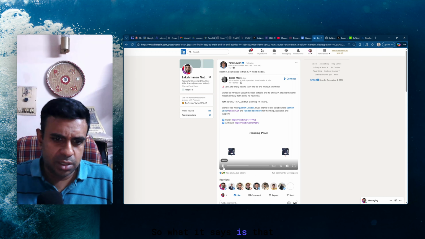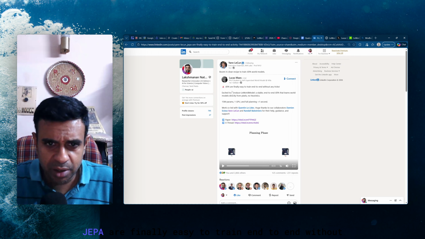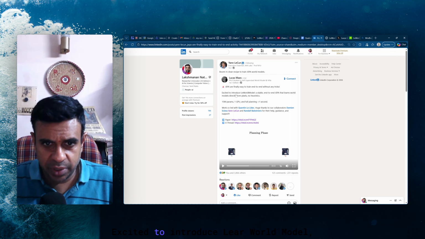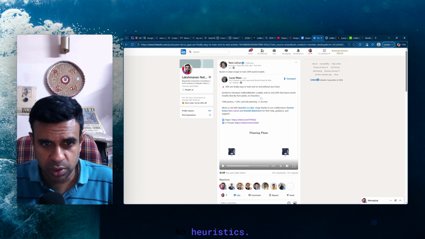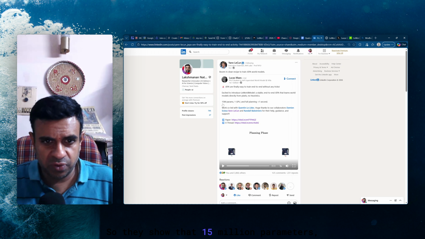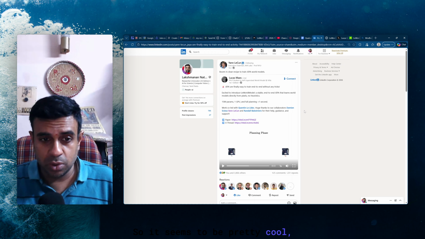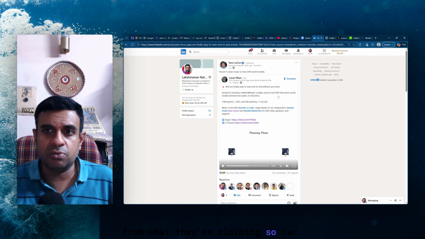So what it says is that JEPAs are finally easy to train end-to-end without any tricks. Excited to introduce LeWorldModel, a stable end-to-end JEPA that learns world models directly from pixels, no heuristics. So they show that 15 million parameters, just one GPU, and full planning in less than 1 second. So it seems to be pretty cool, at least from what they're claiming so far.